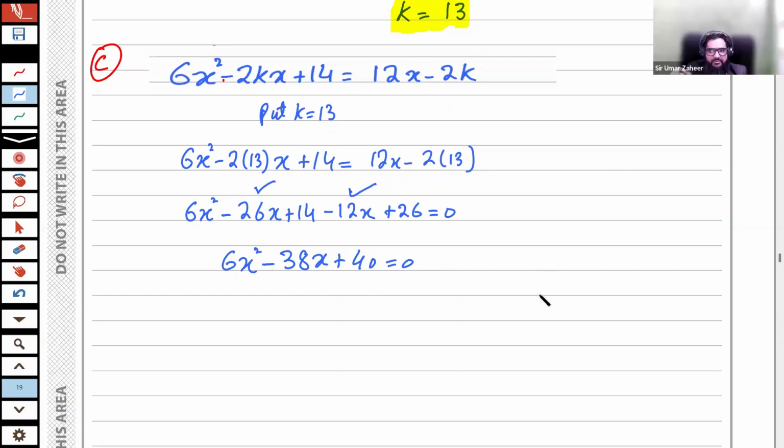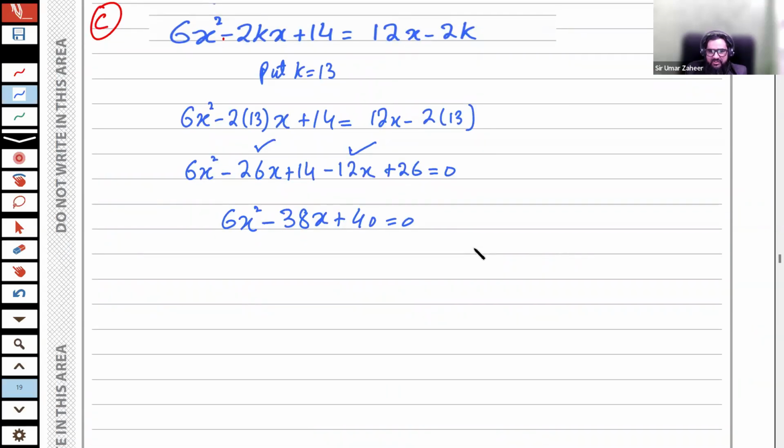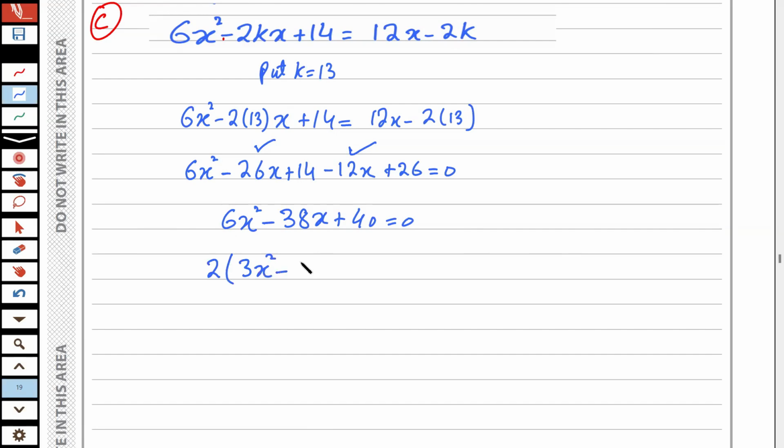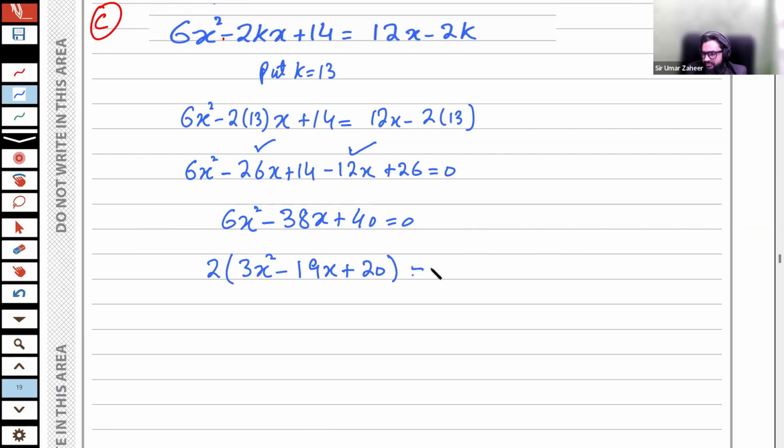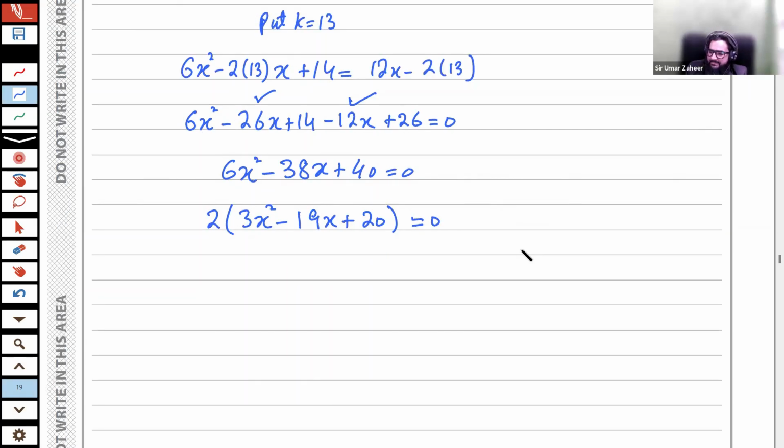Now look at here, it is a simple quadratic equation and we can solve it by any method. Before we solve it, I can clearly see that I can take 2 as a common factor, so my equation will be smaller. 2 times 3 is 6, 2 times 19 is 38, 2 times 20 is 40, equal to 0. So divide by 2 on both sides, it will be cancelled out. So 3x squared minus 19x plus 20 is equal to 0.